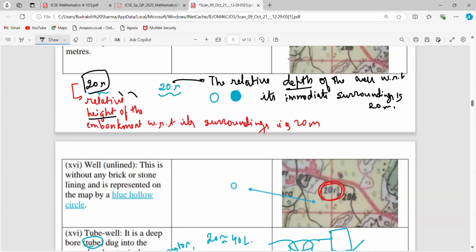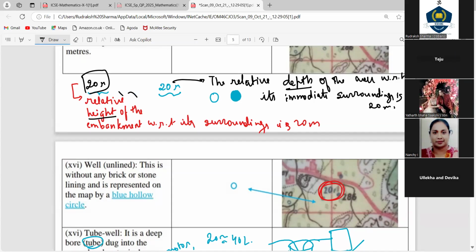For example, say I will pick up any random student, say Yatharth only. Yatharth is standing on a river bank, and he is looking down at the river that is flowing. The river is flowing a little below, at a depth. And he is standing on an area which is called an embankment. The river is flowing slightly below the embankment, so whenever 20R is written in black color, you need to write the relative height of the embankment with respect to its surroundings is 20 meters. Are you getting my point?